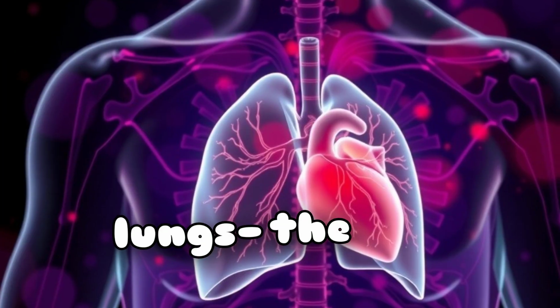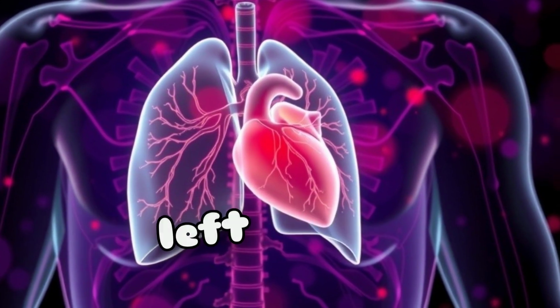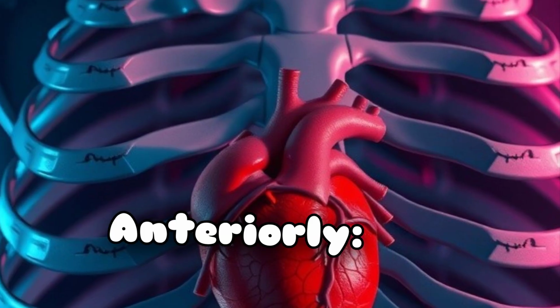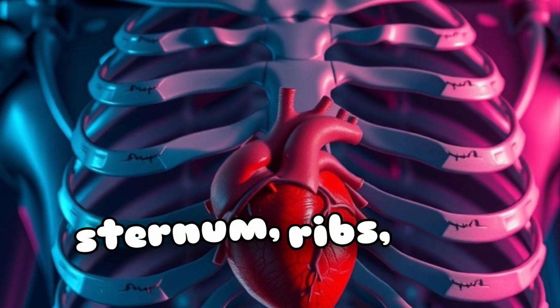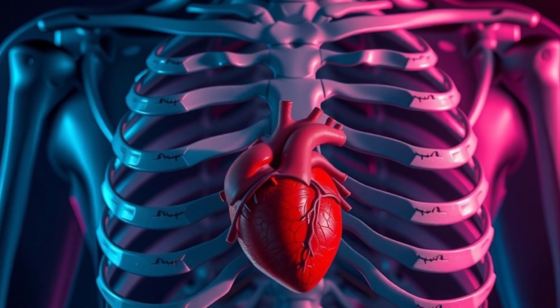Laterally, the lungs. The left lung overlaps the left side of the heart. Anteriorly, the sternum, ribs, and intercostal muscles.